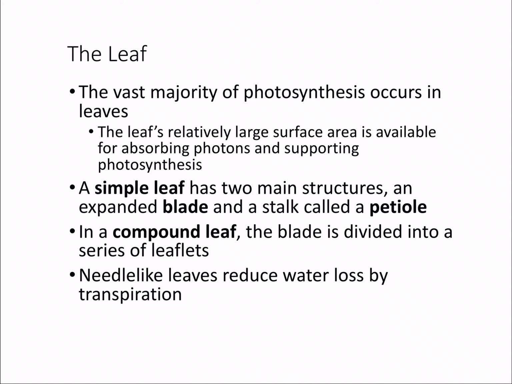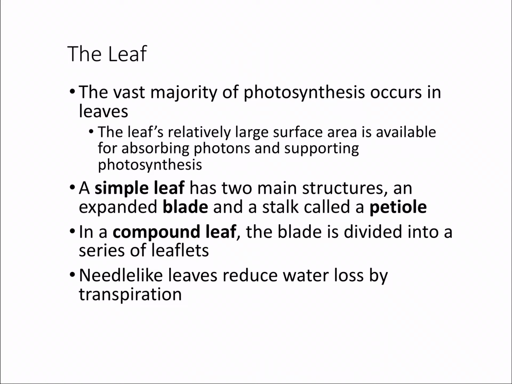Okay, so if we focus just on the leaf, where most of the photosynthesis occurs, we see that the leaf's very large surface area is great for absorbing photons and supporting photosynthesis, which makes sense. A simple leaf is going to have two main structures, an expanded blade and a stalk called a petiole. If we look at a compound leaf, the blade is going to be divided into a series of leaflets. So it's still going to have one petiole, but it's just going to have multiple blades coming off of it.